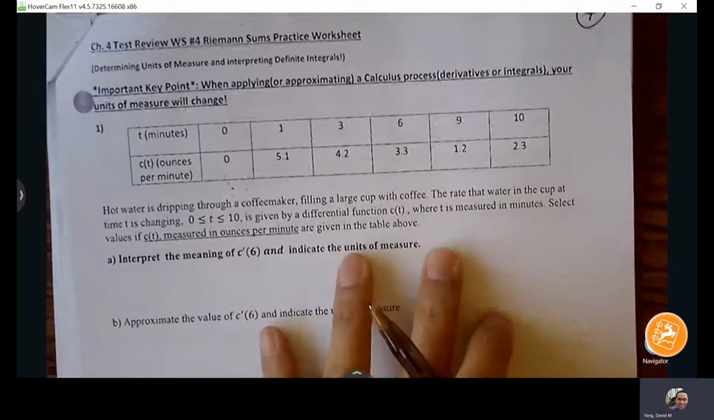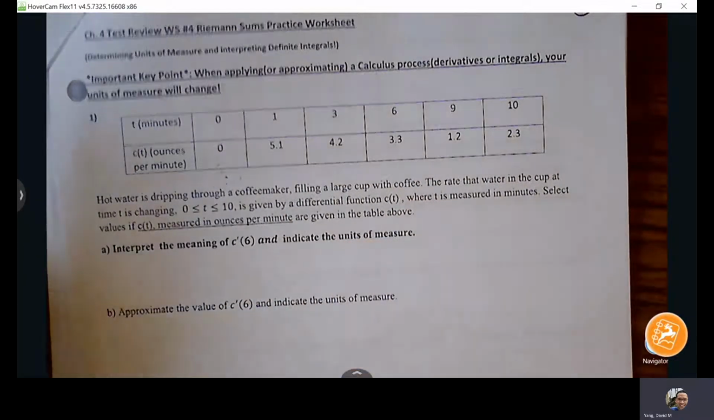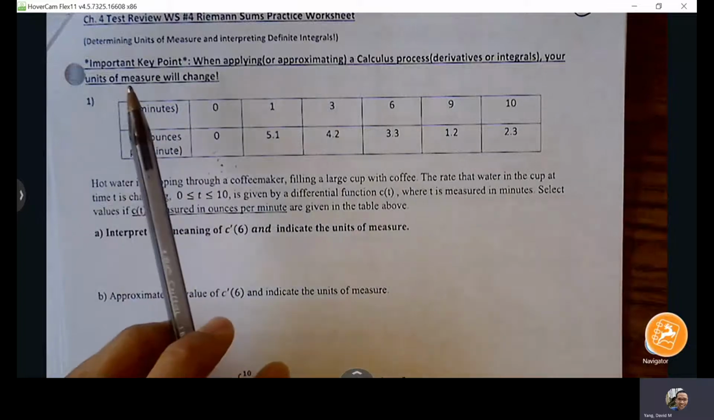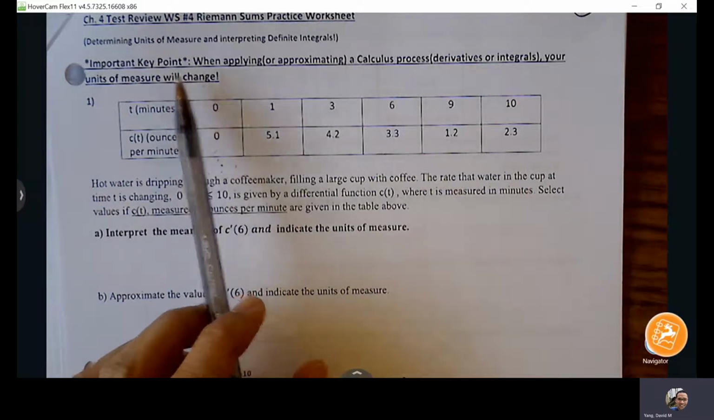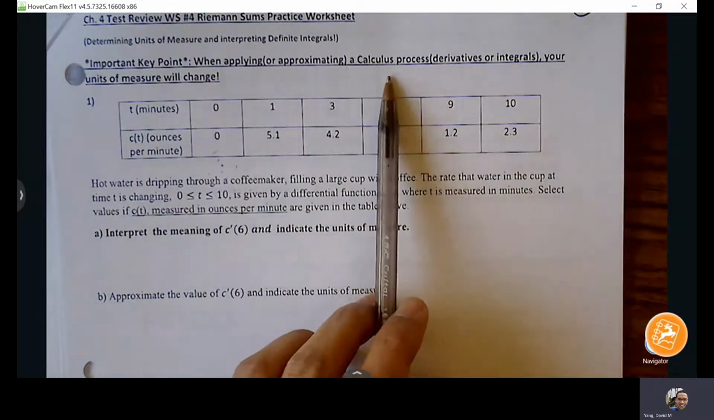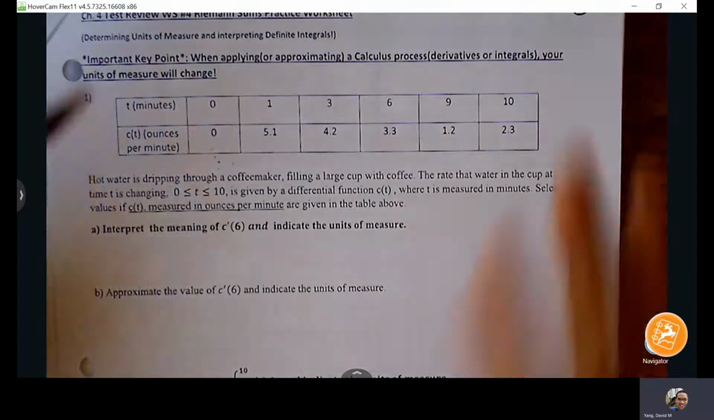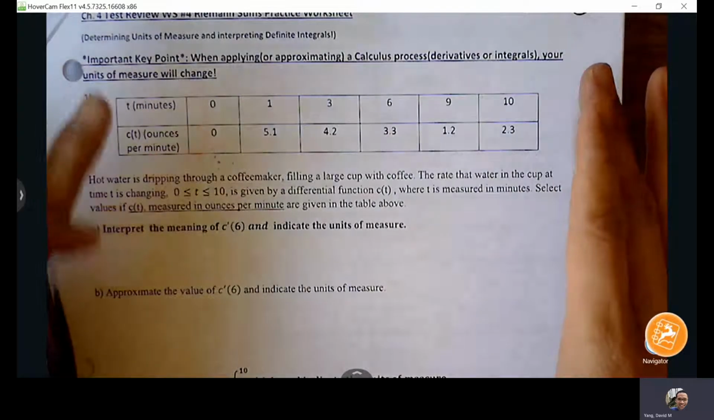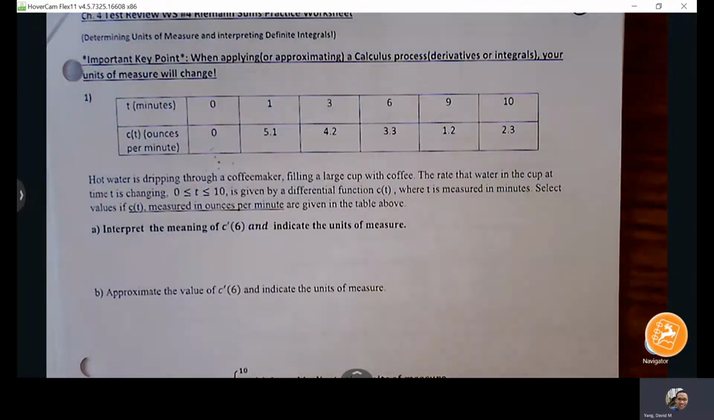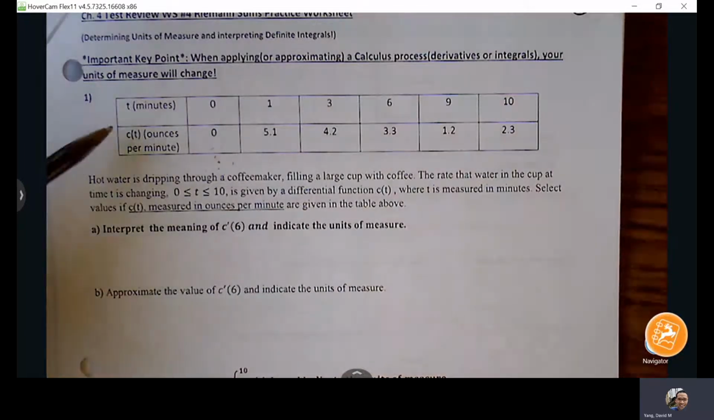Okay, Riemann sums. This is a good problem for us to practice here. The important key point I want to keep reminding you is anytime you're doing a calculus process, whether it's derivative or integrals, your units of measure must change. Okay, so keep that in mind. Now, this is not a particle motion problem, so we can't use language like velocity and acceleration, right? Even if we're finding the second derivative. Okay, so just keep that in mind.